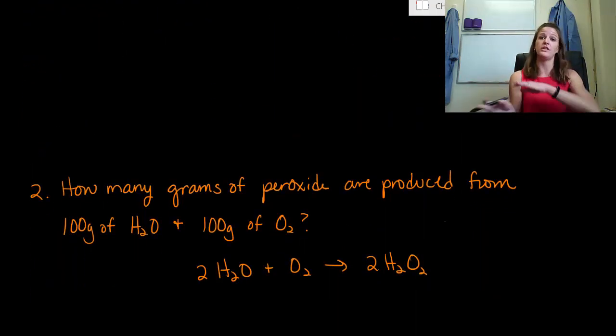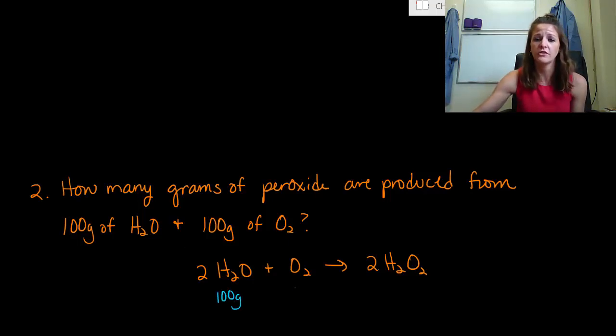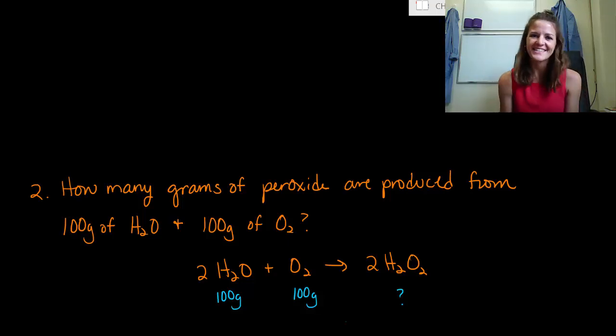Now, same equation as video 2, but we've flipped it, so we've reversed it. Now we're taking water and oxygen to create peroxide. So let's say you have 100 grams of each: 100 grams of water and 100 grams of oxygen. We're trying to figure out what mass of peroxide is created. This is a limiting reagent problem, so you need to do this for both species. Go. All right, did you get an answer?